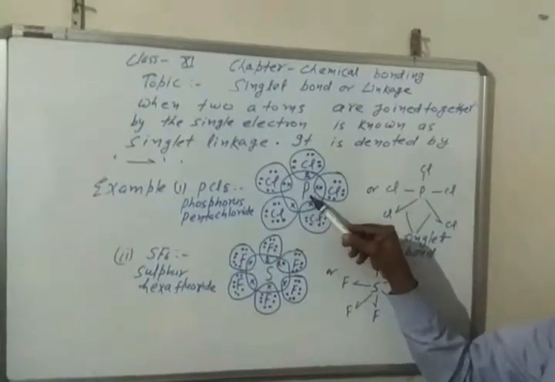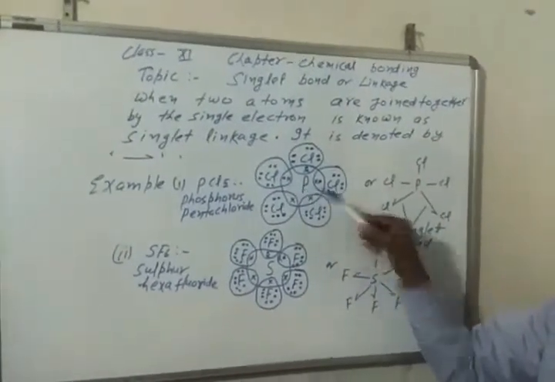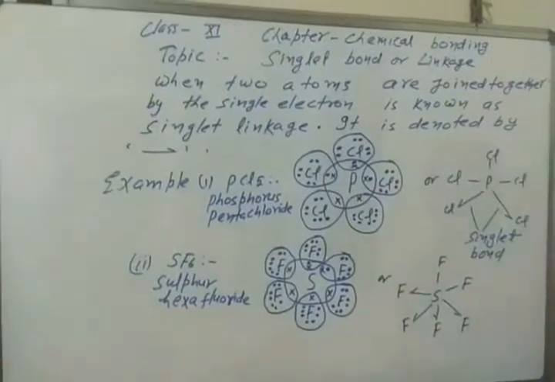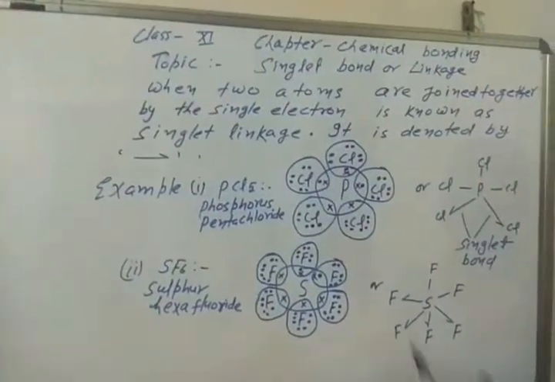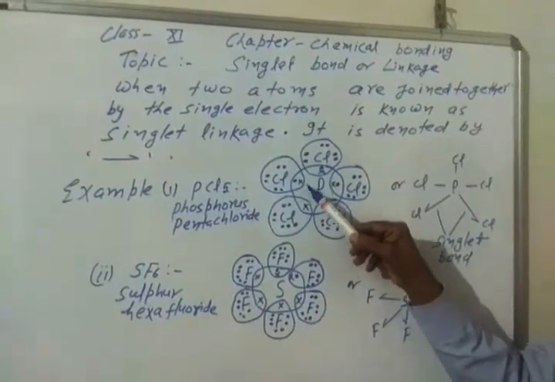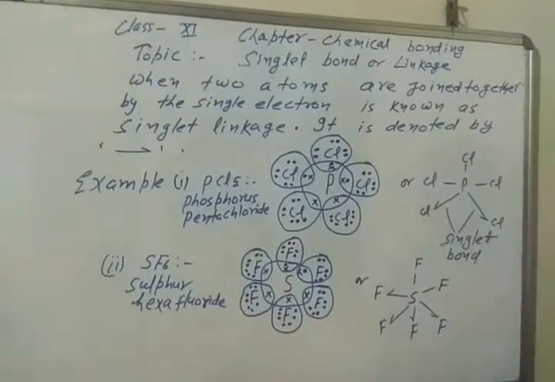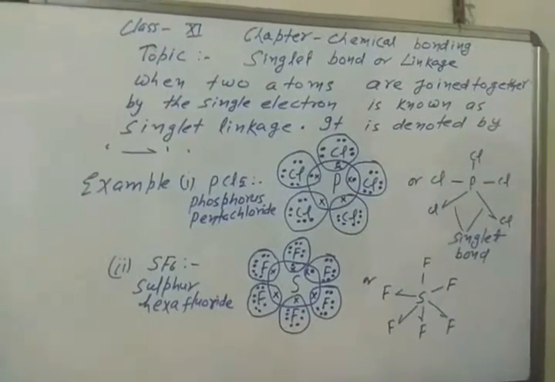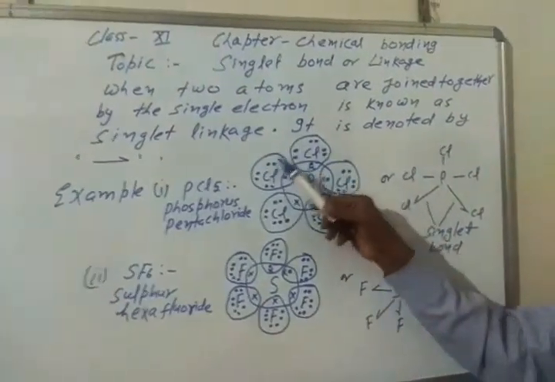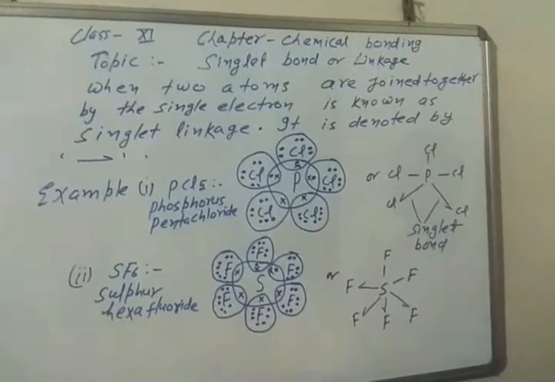Here in the central position there is the phosphorus atom. In the outermost orbit of phosphorus there are 5 electrons, which are denoted by cross signs, and the chlorine atom has 7 electrons in the outermost shell, which are indicated by small circles.